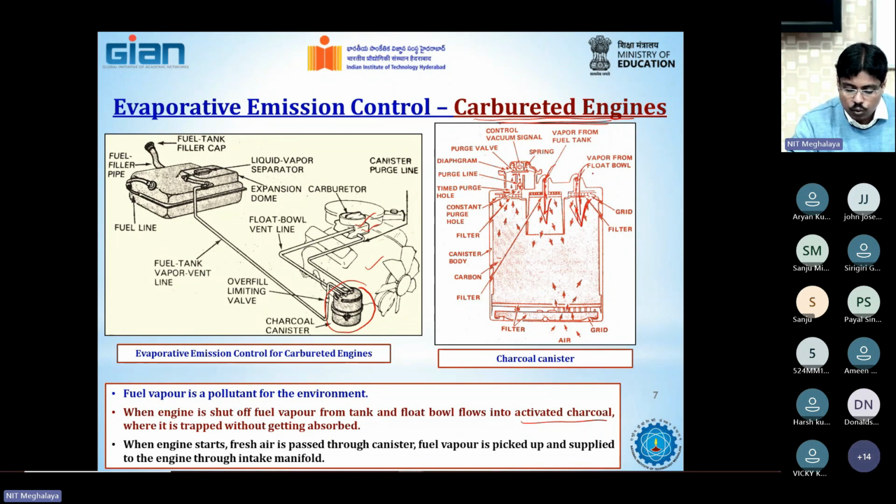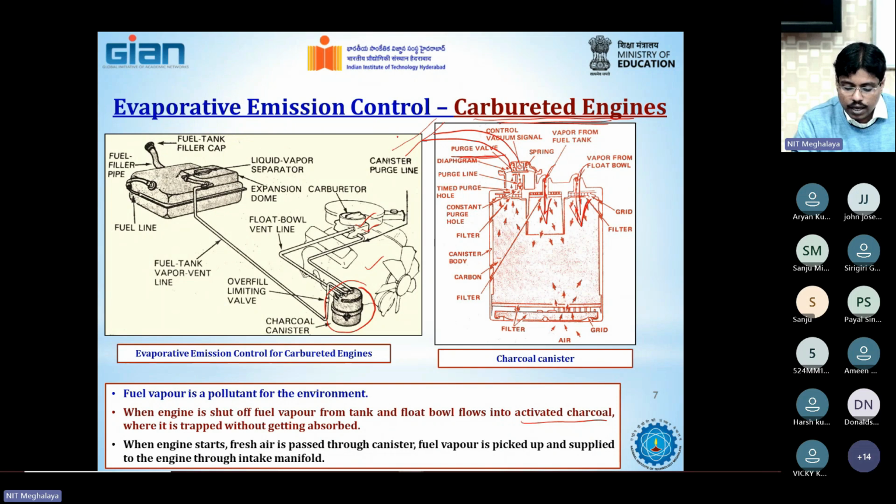When the vapor comes in and is stored, it basically sticks on the surface of the activated charcoal. Now when the engine starts, there is a purging passage. You see there is a purge valve. What is the function of the purge valve? This particular valve is connected directly to the engine, basically to the engine manifold.